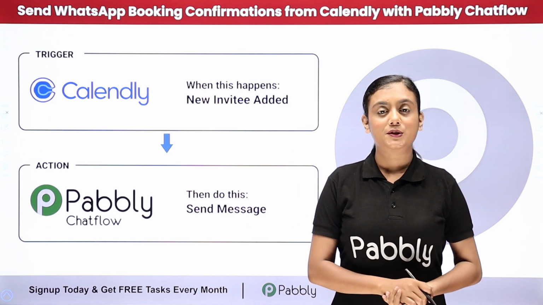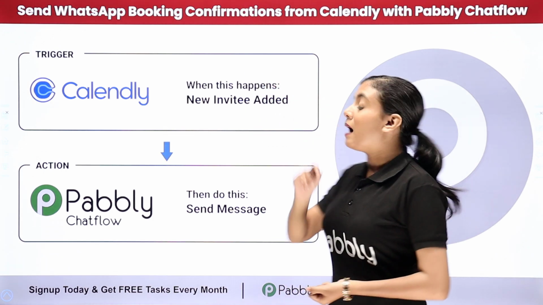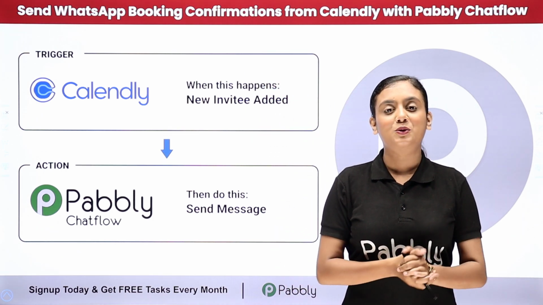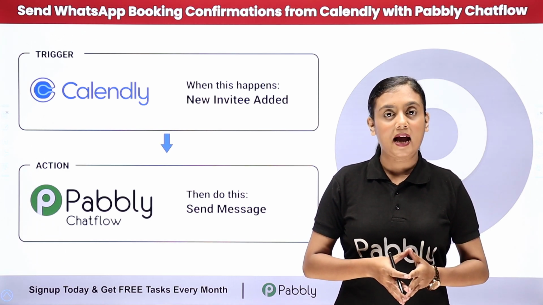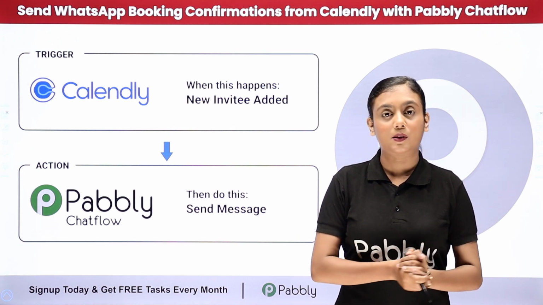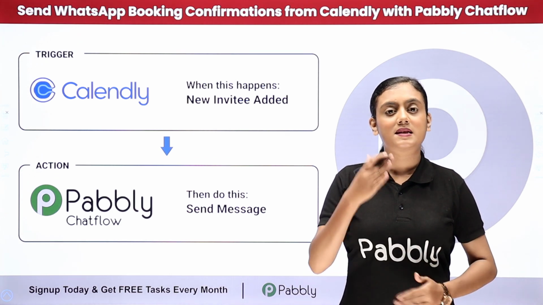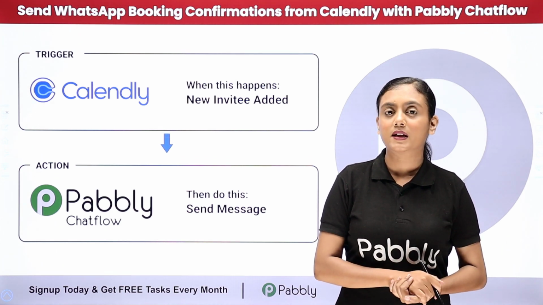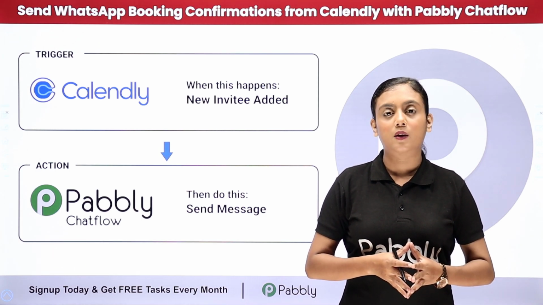In this video, we're going to learn how to send WhatsApp booking confirmations from Calendly with Pabbly Chatflow. So I am an owner of a real estate agency business and I have created a link using Calendly with the help of which any of the customers can book a property site visit as well as a consultation. Now over here what I want is that as soon as a new booking is done by the customer, I want to send them a confirmation message on their WhatsApp.